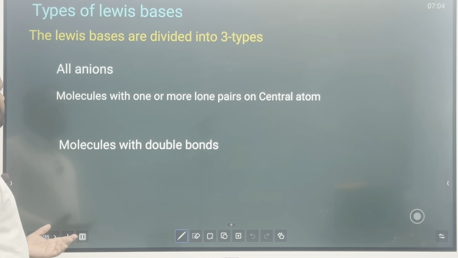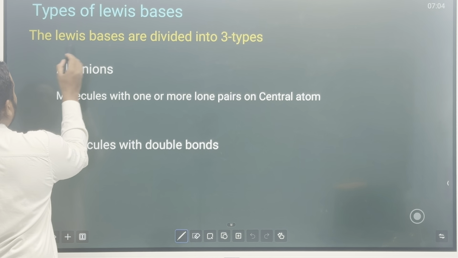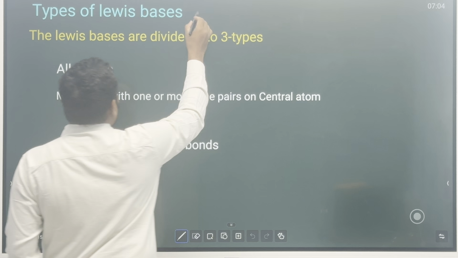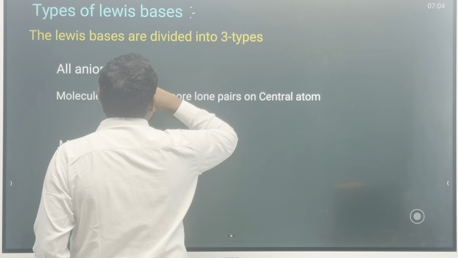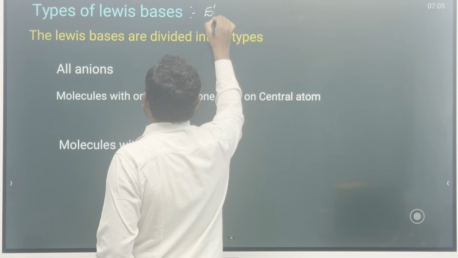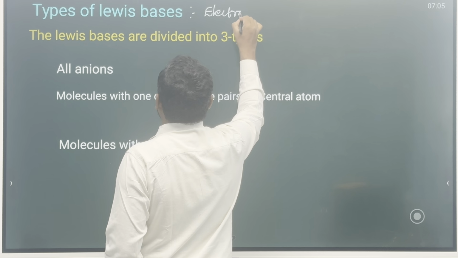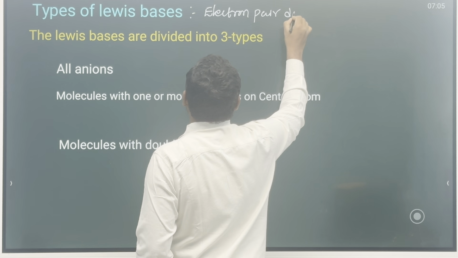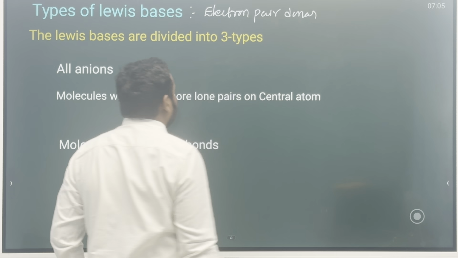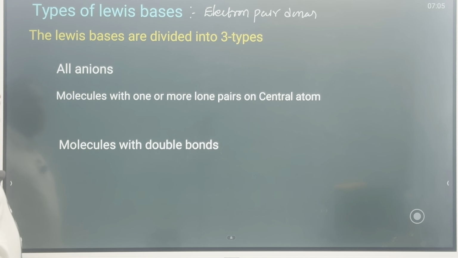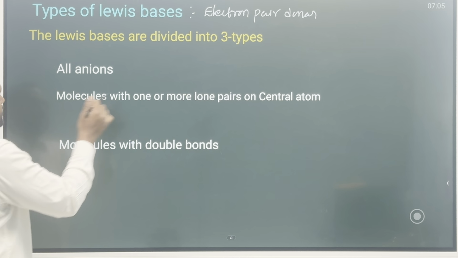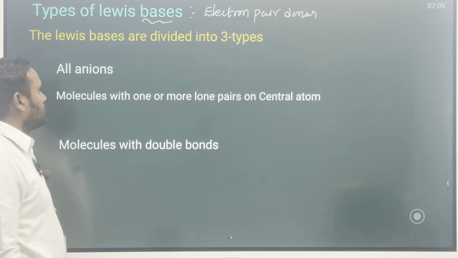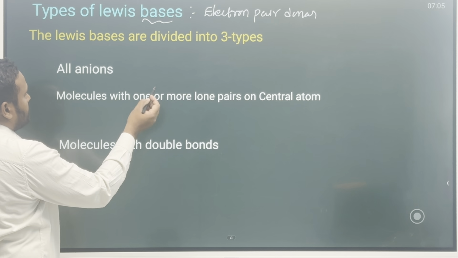Okay. Next, types of Lewis bases. First, what is a Lewis base? The Lewis bases are divided into 3 types, as given. Okay. So what is a Lewis base? Electron pair donor. Electron pair donor is called a Lewis base. So there are 3 types of Lewis bases.